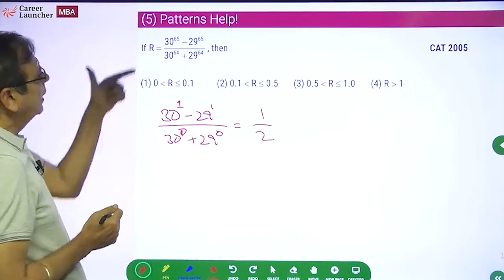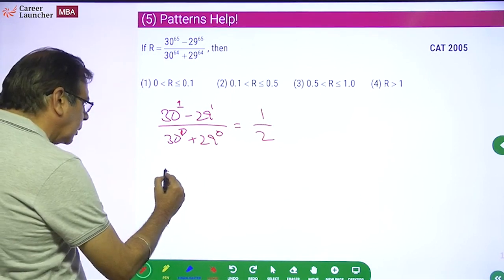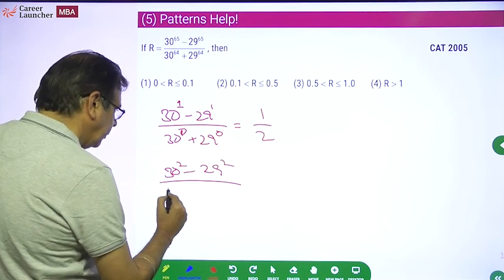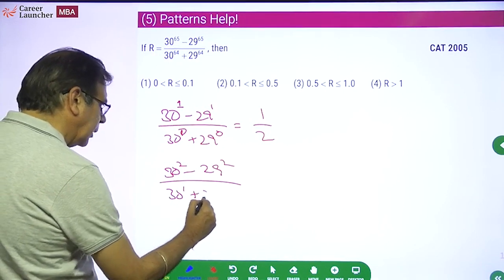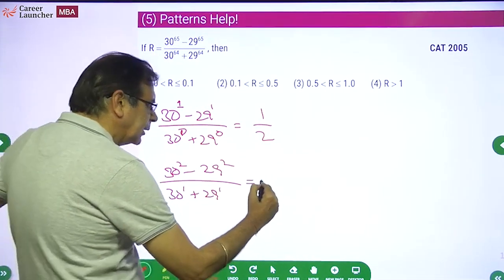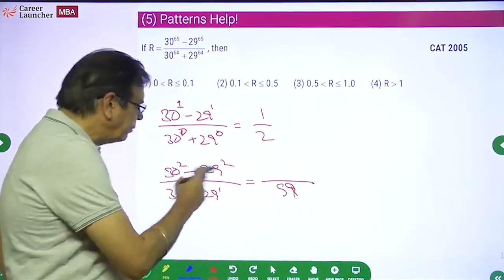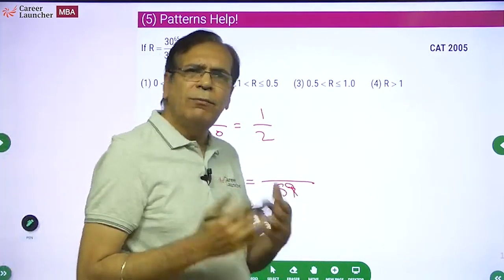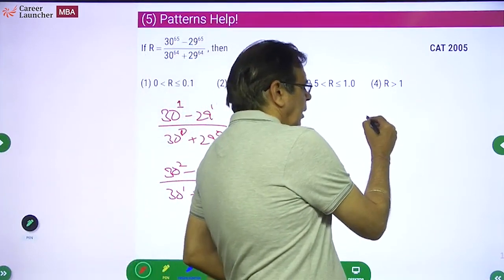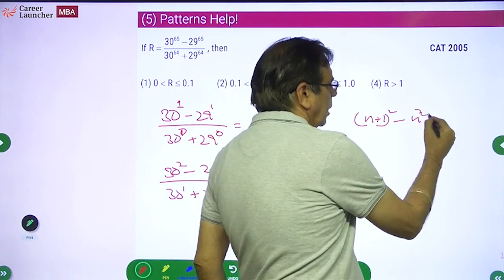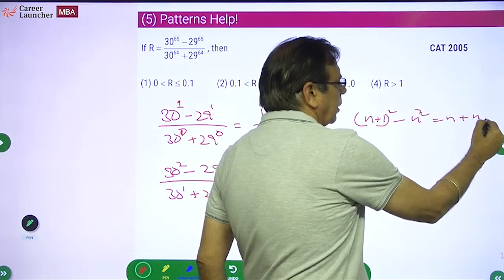Next step, instead of 1 and 0, now I'll take 2 and 1. 30 square minus 29 square upon 30 to the power 1 plus 29 to the power 1. Denominator is no problem, 59. Okay. What is the difference between 30 square and 29 square? 59. Okay. (n plus 1) whole square minus n square is equal to n plus 1 plus n.